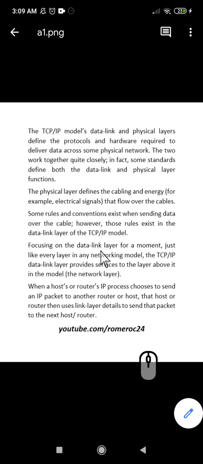Focusing on the data link layer for a moment, just like every layer in any networking model, the TCP/IP data link layer provides services to the layer above it in the model, the network layer. When a host or router's IP process chooses to send an IP packet to another router or host, that host or router then uses the link layer details to send that packet to the next host or router.